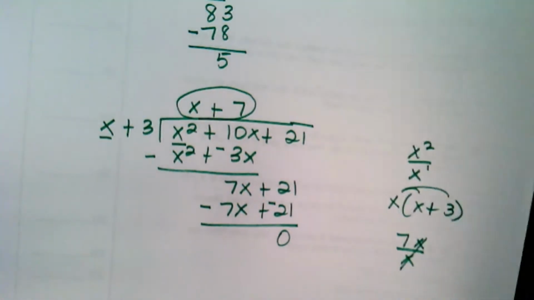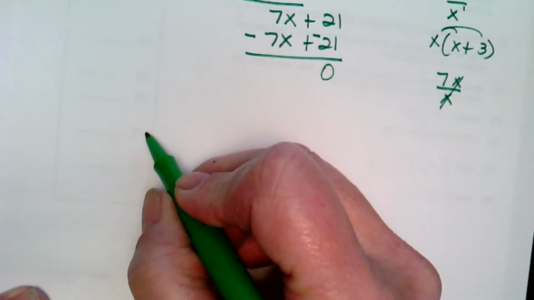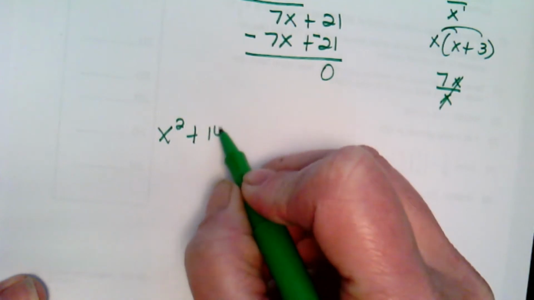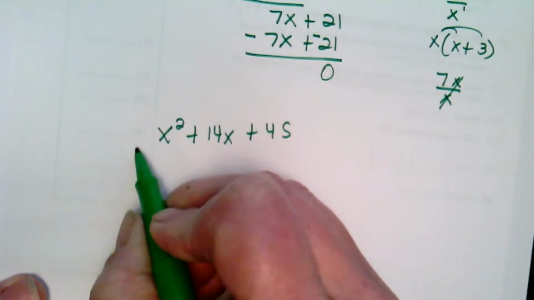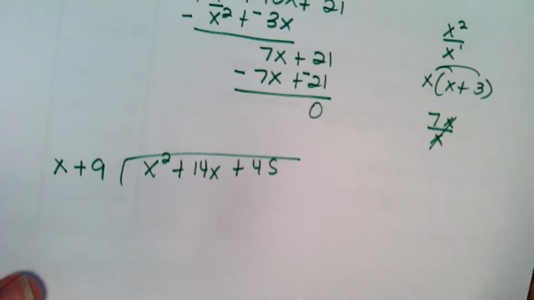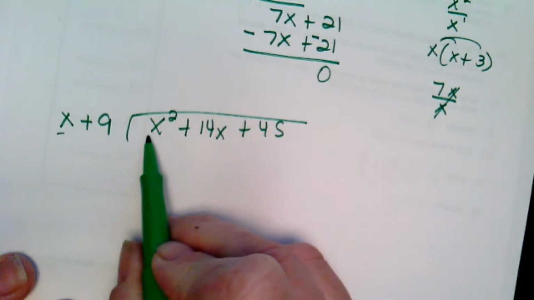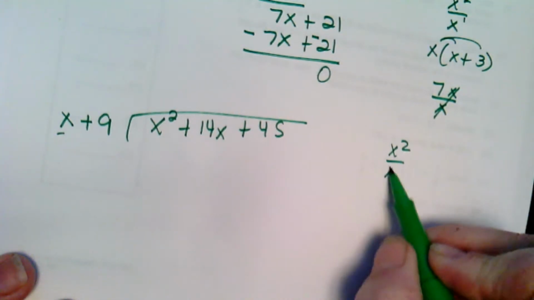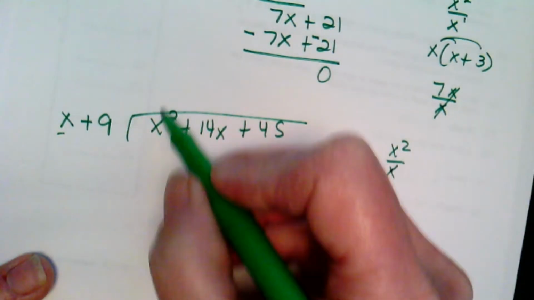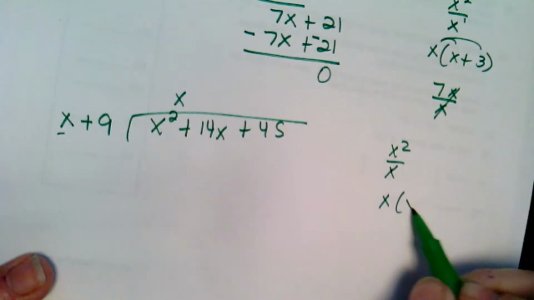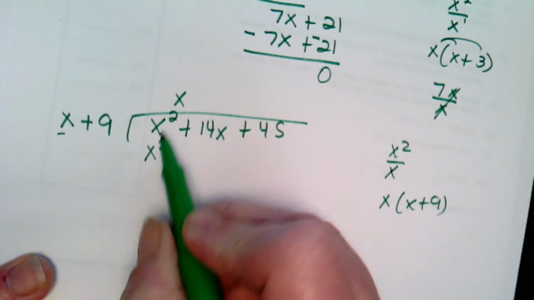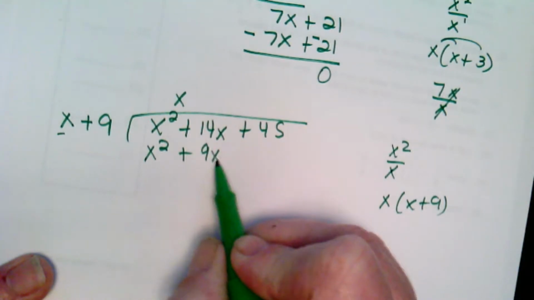And let's do one more similar to that. We have x squared plus 14x plus 45 divided by x plus 9. Alright, so we're just starting at the beginning with our x and our x squared. And you don't have to write this down every single time, but hopefully it helps you see where I'm getting my answers. So this is x, then x times x plus 9, so everything on the outside times what you just found. X times x is x squared, x times 9 is 9x.